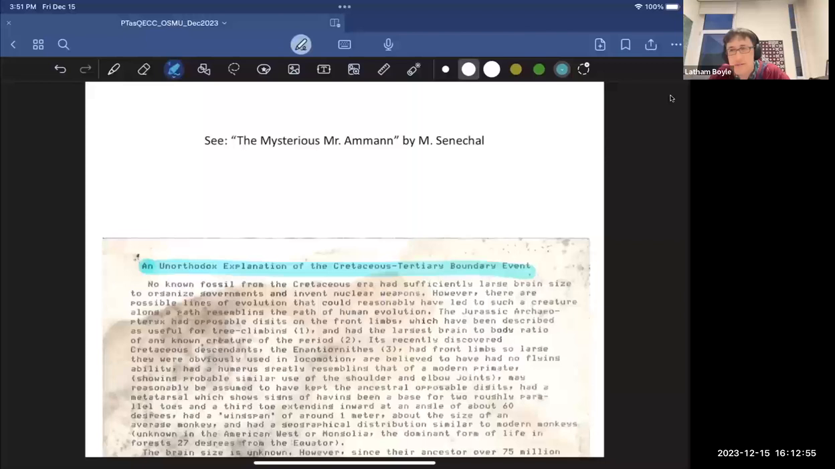But the bottom line is that there had recently been, Luis Alvarez and his son Walter Alvarez had recently discovered this layer of radioactive cesium at 65 million years depth in the Earth's crust. And the standard explanation for that was that a meteor impact 65 million years ago had killed off the dinosaurs.